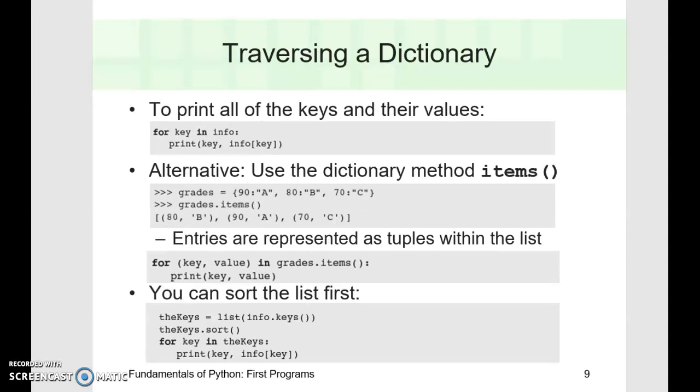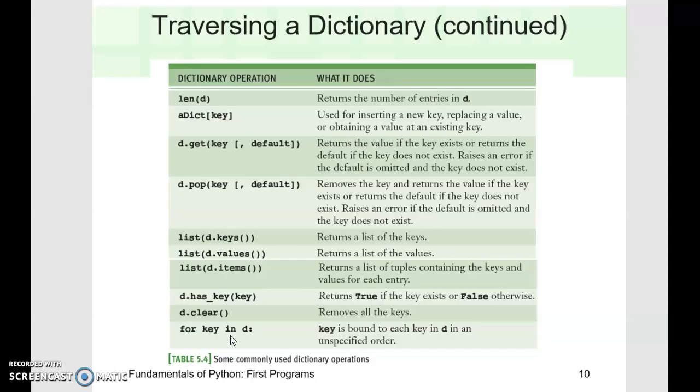Traversing a dictionary means getting through and printing out all the keys and the values. Just like we did in lists, you can use the for loop, which will go through each of the keys in a certain dictionary and print the key and the information for that key. If we have a dictionary like the one in this example showing grades, 90 A, 80 B, 70 C, and then we say grades.items, each one is represented as a separate tuple within a list. By using the for loop, for key, value in grades.items, you can print them all and get the results of having each one of the values.